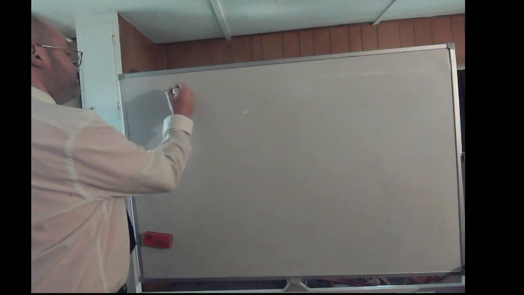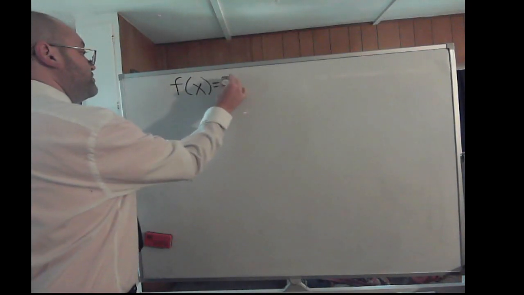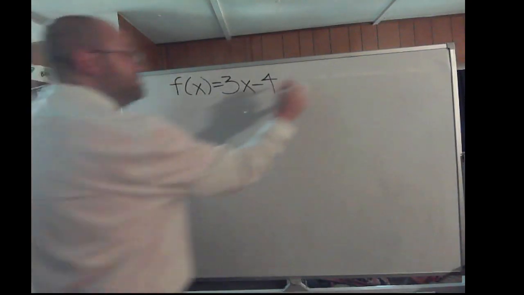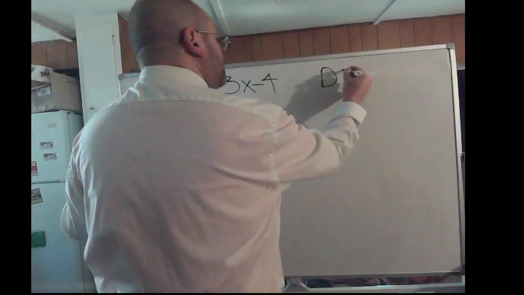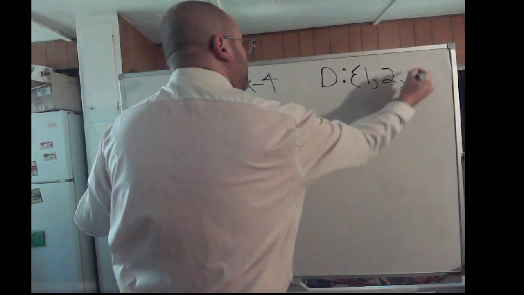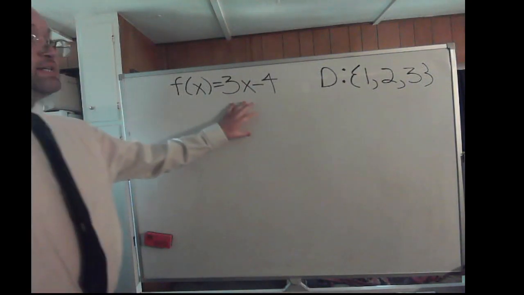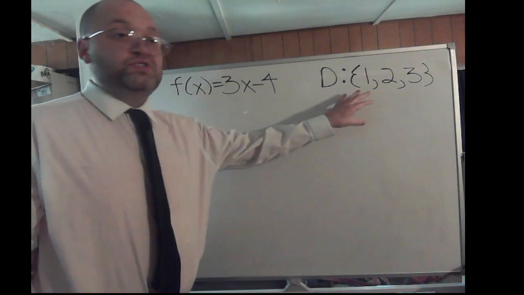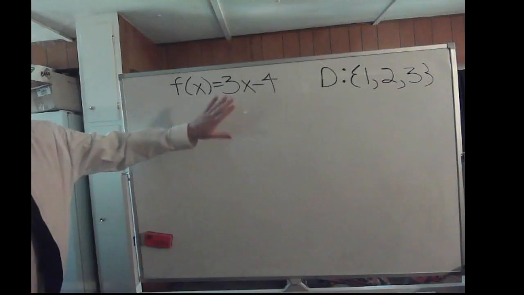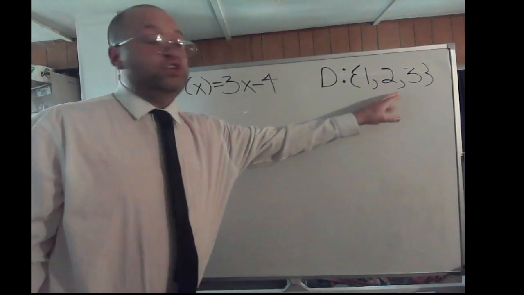Let's see here. We have one where f of x is equal to 3x minus 4. So f of x equals 3x minus 4. The particular domain for this function is going to be 1, 2, and 3. Normally it's a set of all real numbers, but in this particular time they only want the domain to be 1, 2, and 3. That's it.